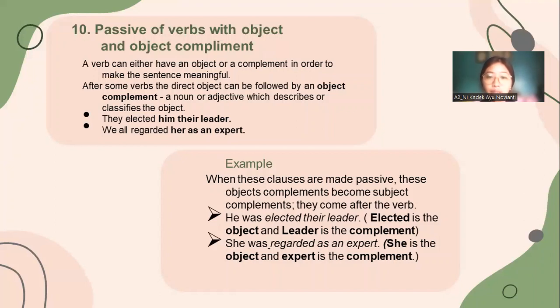When these clauses are made passive, this object complement becomes subject complement. They come after the verb. For example, he was elected their leader. He is the subject and leader is the complement. And the second is she was regarded as an expert. She is the subject and expert is the complement.